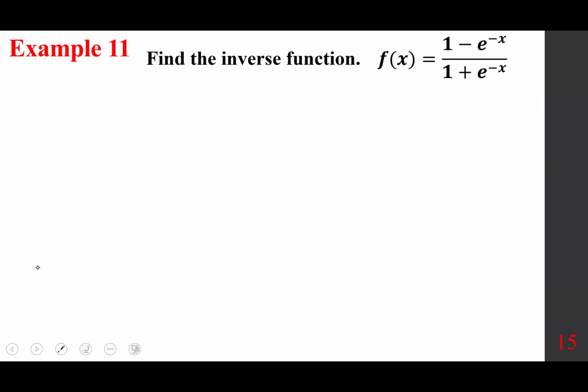Here's the function f of x equals (1 minus e to the power minus x) over (1 plus e to the power minus x). We want to find the inverse. This is a little bit more challenging. So the very first thing we do, again, is change f of x to y. The second step is to interchange x and y. So this becomes x, this becomes y, this becomes y.